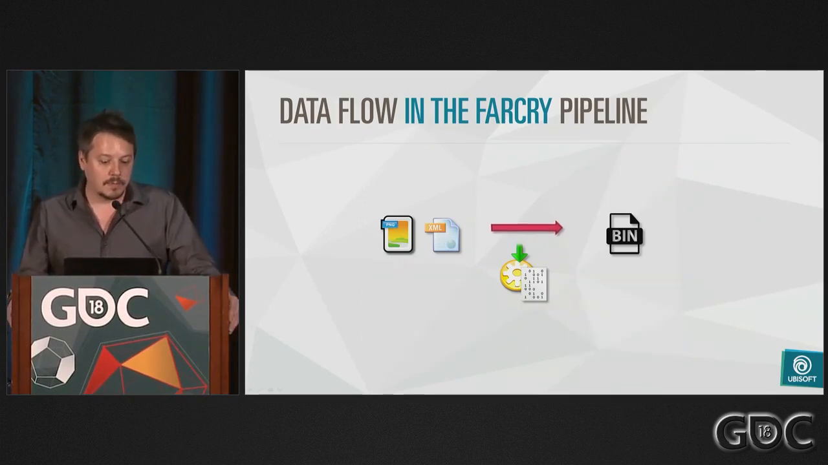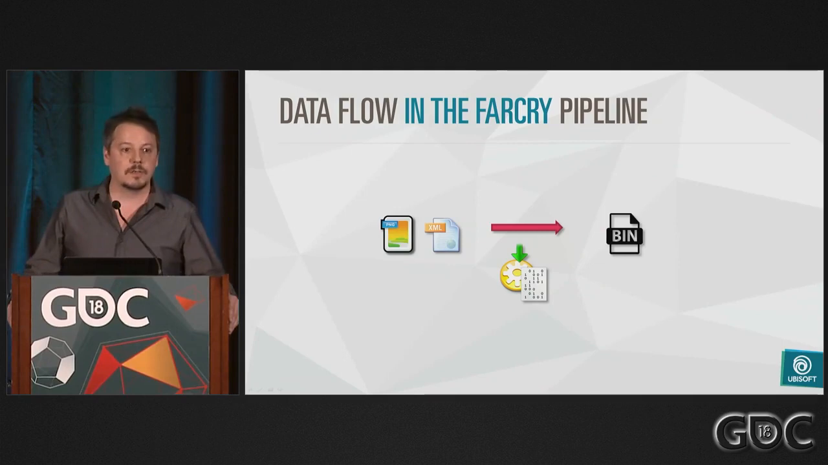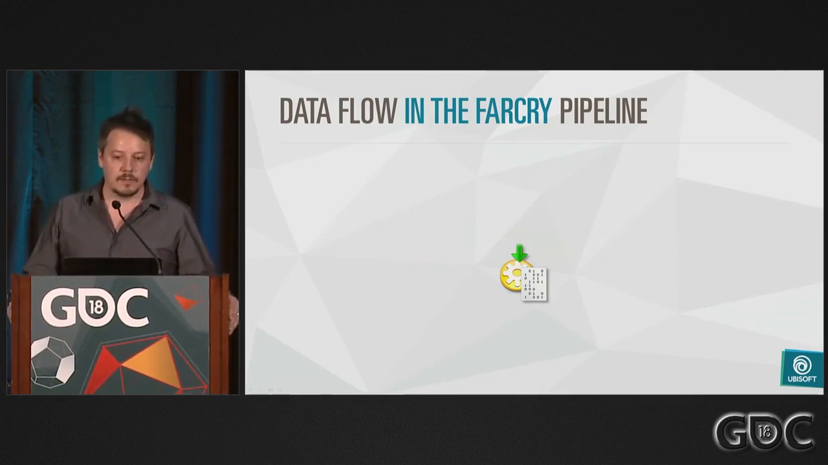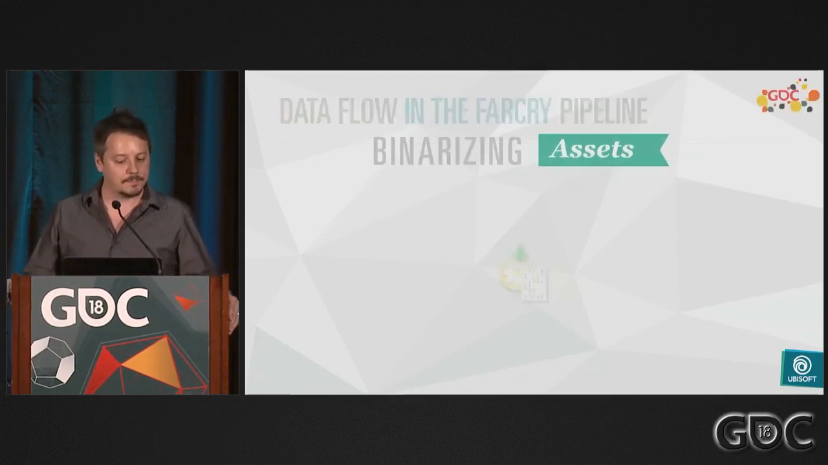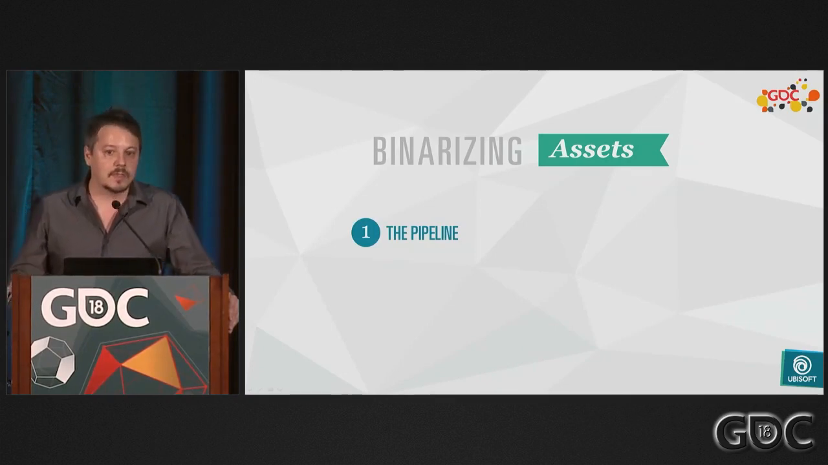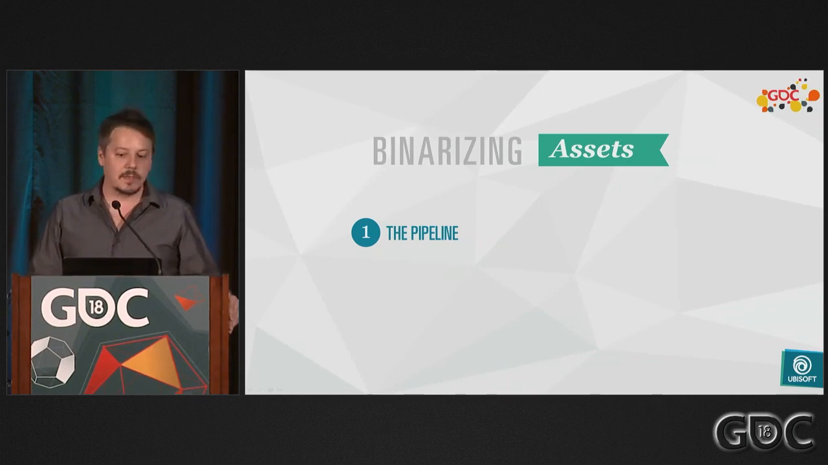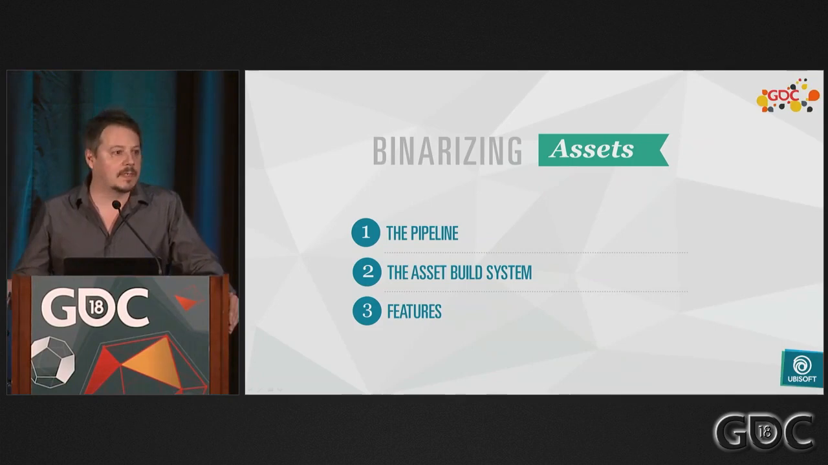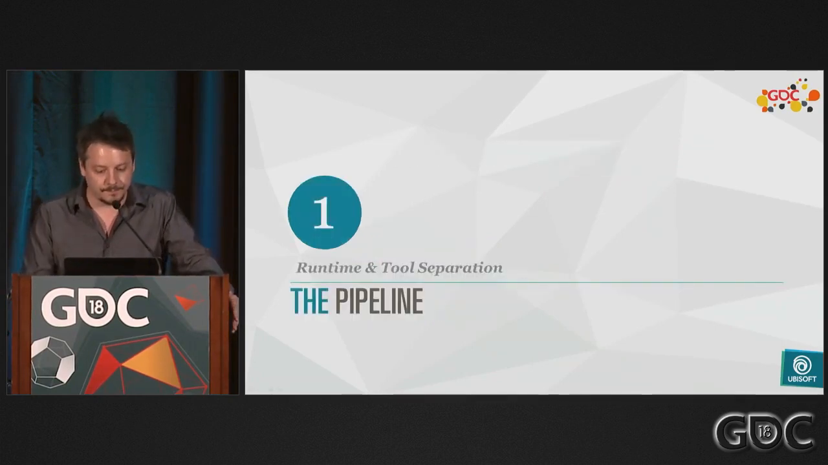So today we're going to talk about this transformation, going from this source data to the binary data, and we're going to focus on the process of binarizing the assets. First, I'll be talking about the architecture of a pipeline on Far Cry to properly understand the place of the asset build system in there. Then we'll talk about the asset build system and how it works. I'll go through a few of its features that help make the build even faster. But first, let's talk about the pipeline itself.